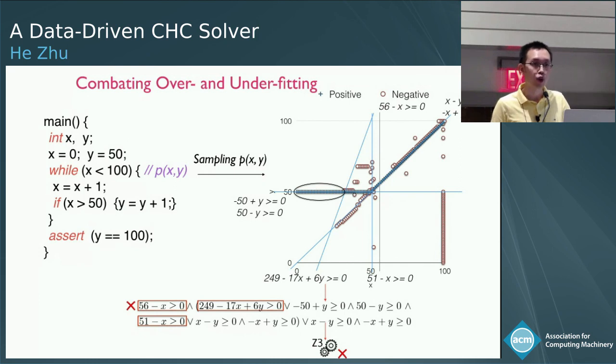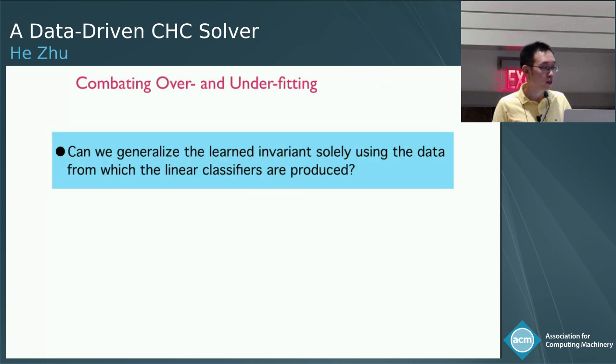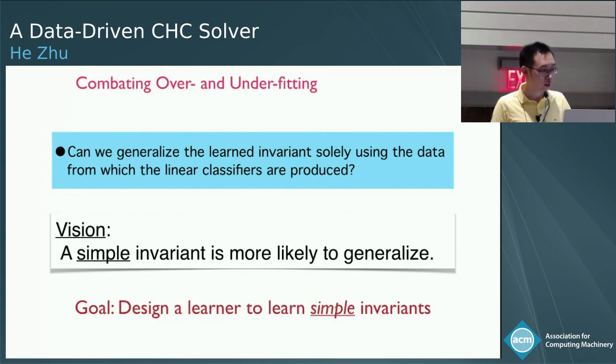We surely can add more counterexamples to let the learning algorithm refine its choice. But the question we are more interested in is, can we actually generalize the learned invariant solely using the data from which the linear classifiers are produced? If we can do so, not only is the quality of the candidate invariant improved, the convergence rate of the verification algorithm is also improved. Our vision to answer this question is that a simple invariant is more likely to generalize than a complex one. So our goal is to design a learning algorithm to learn only simple invariants.